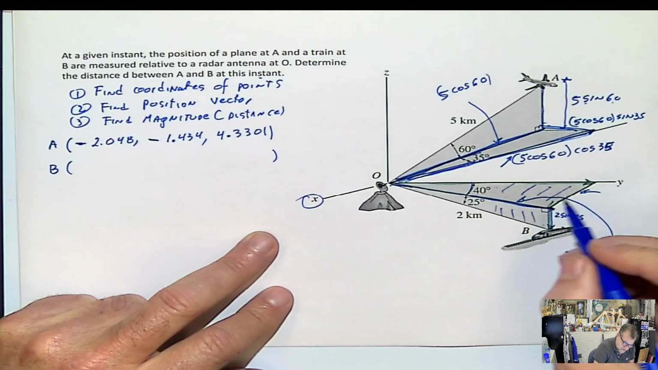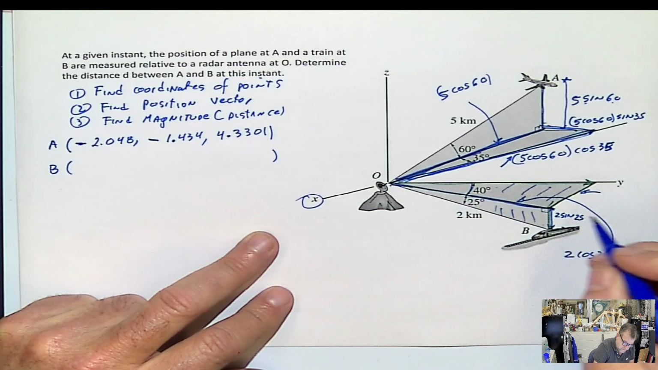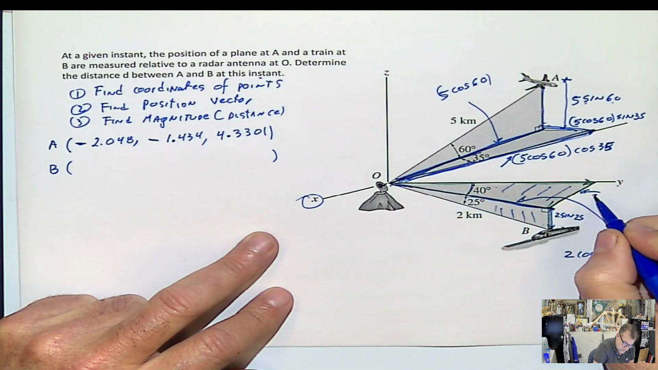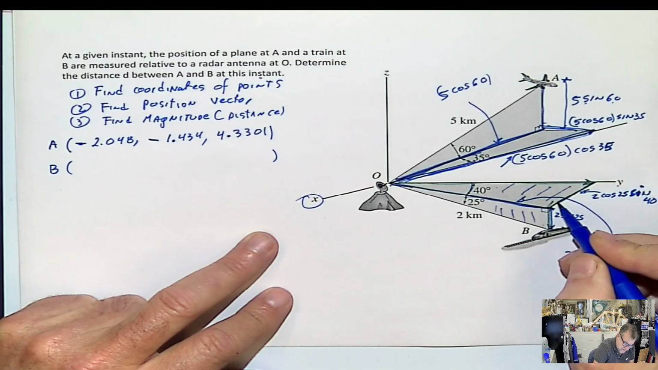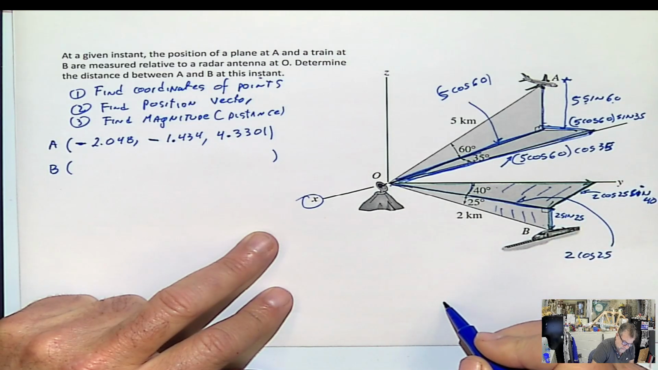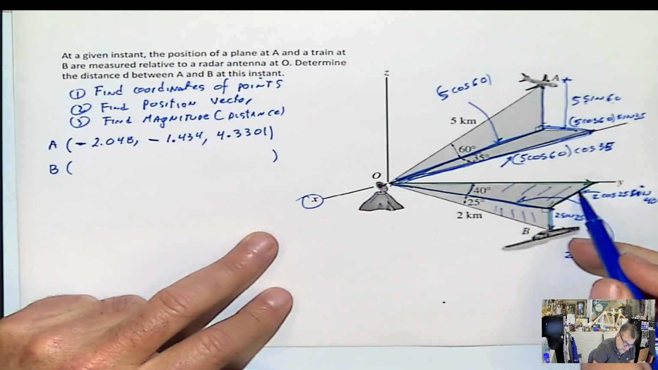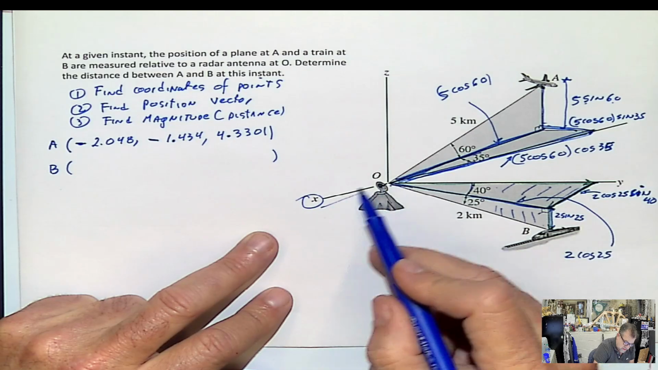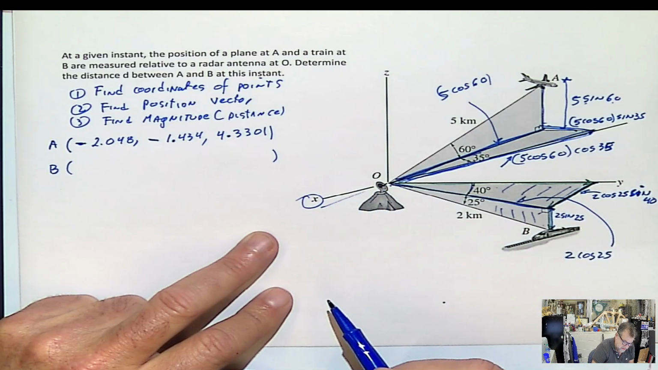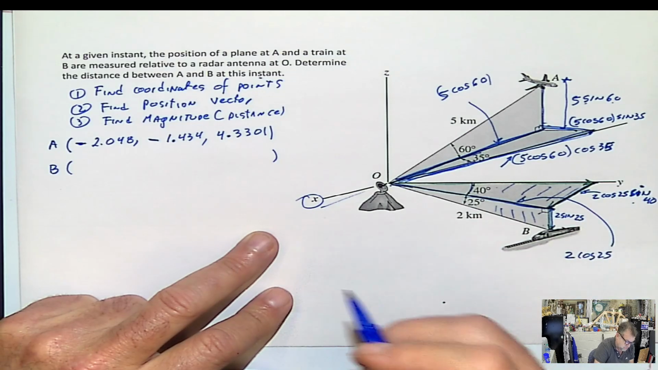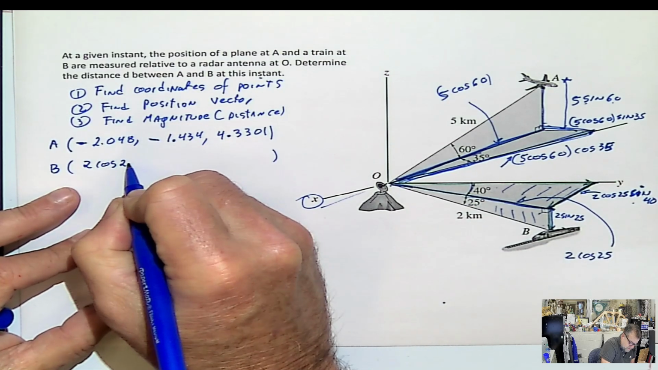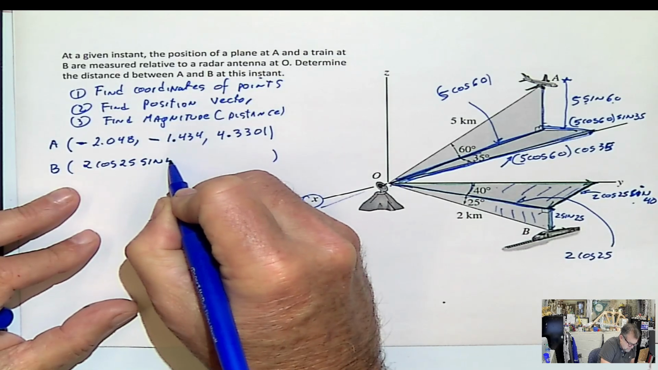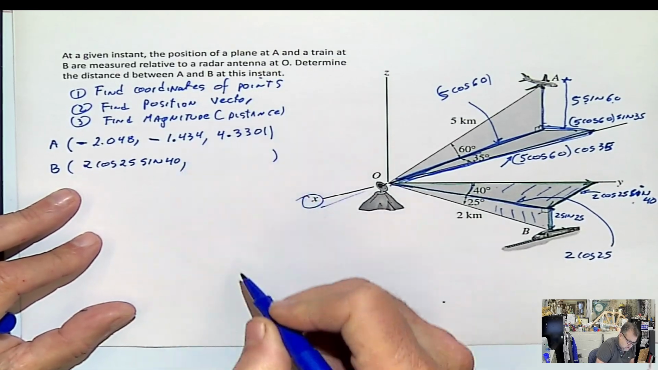So if I'm looking for this, I just have to multiply that line by sine 40, which is opposite. 2 cosine 25 sine 40. That would be this line here. And if you can see that, it's coming in the positive direction of the x-axis. So that would be positive in the x direction. 2 cosine 25 sine 40. That's the first x coordinate.